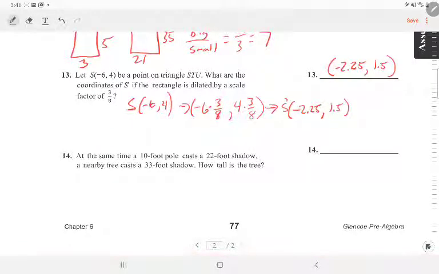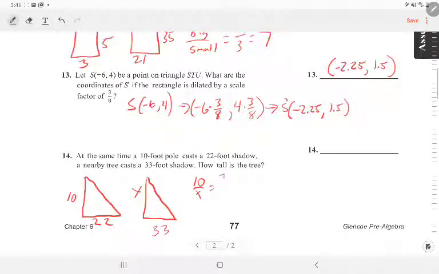All right. And then the last one, at the same time, a 10-foot pole casts a 22-foot shadow. Okay? So a 10-foot pole, 22-foot shadow. A nearby tree casts a 33, see, that's why I draw it out sometimes. A 33-foot shadow, and we want to know how tall the tree is. So we could say 10 over x equals 22 over 33. We would have 22x equals 330. Divide both sides by 22, and x equals 15. So the tree is 15 feet tall.